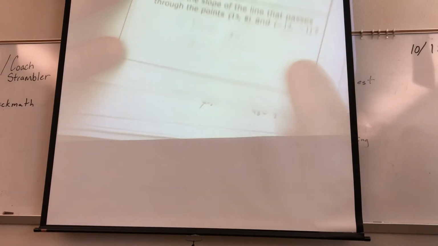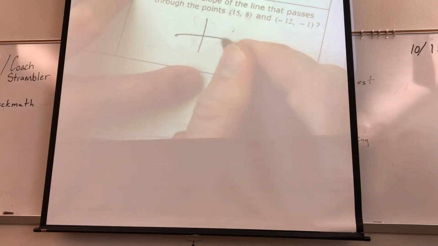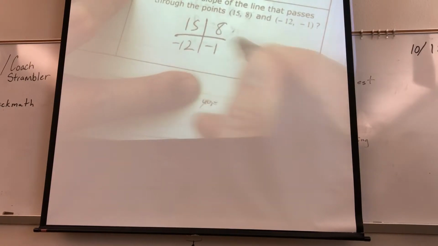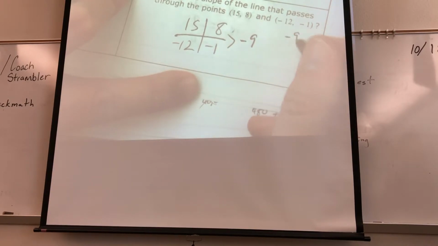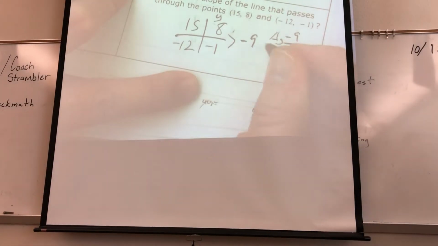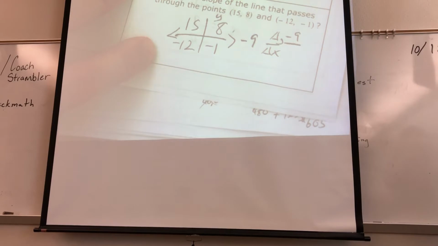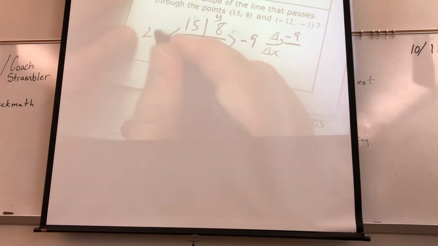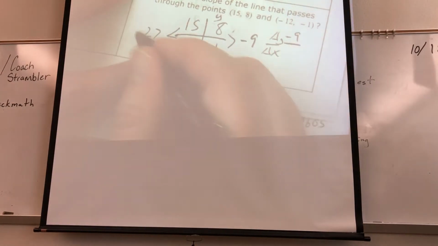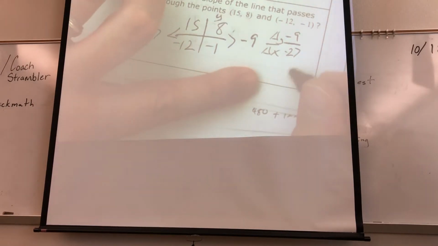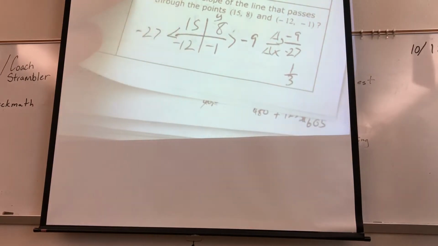Number 12, the slope of the line that passes through these points. Make a table, 15, 8, negative 12, negative 1. This is a change of minus 9. That goes on the top because it's the y. Change in y over change in x. From a positive 15 down to a negative 12 is a change of 27, and it's subtracting. Negative divided by a negative is a positive. 9 over 27 reduces to 1/3.